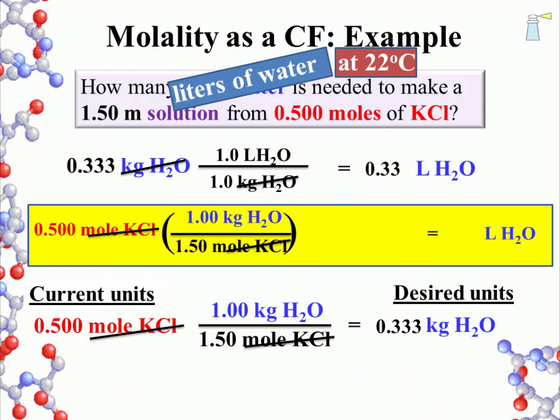The new current unit of kilograms of water will be converted into liters of water with the conversion factor of the above equation. Multiplying all the numerators together and dividing all the denominators will produce that same value of 0.33 liters of water. The logic of conversions is essentially the same. The more we see of them, the more the logic sinks in.